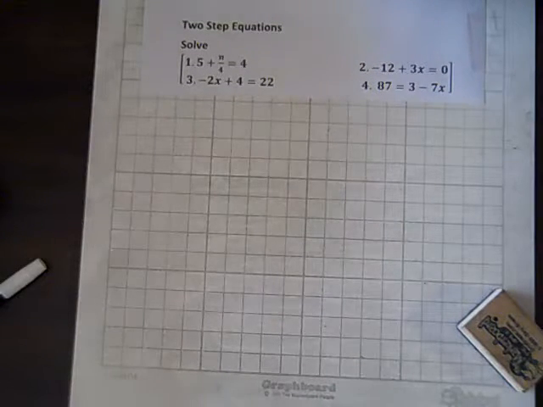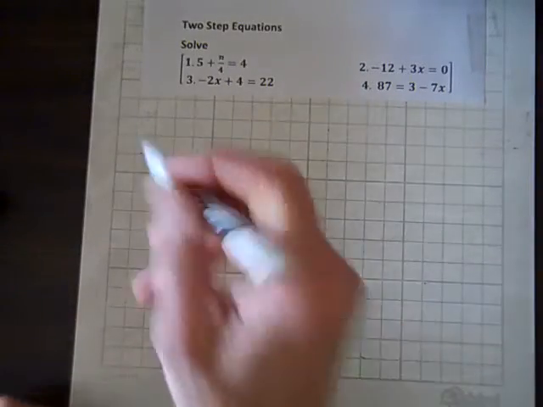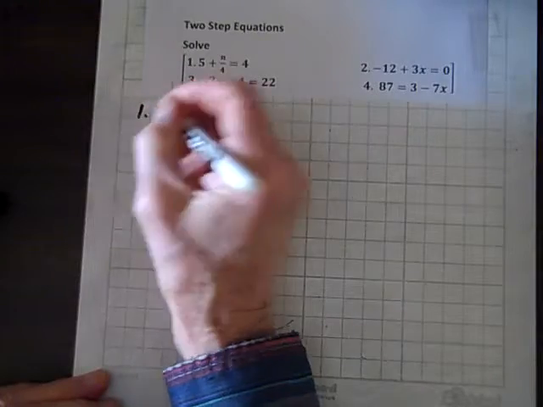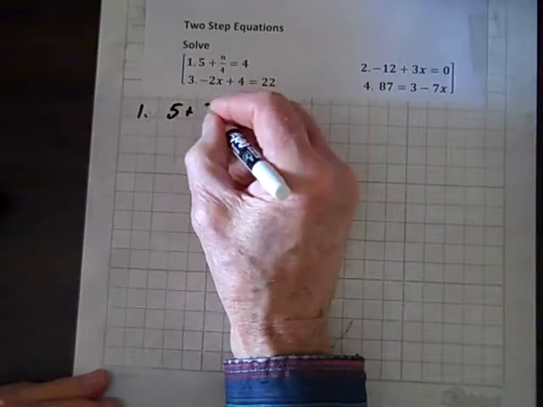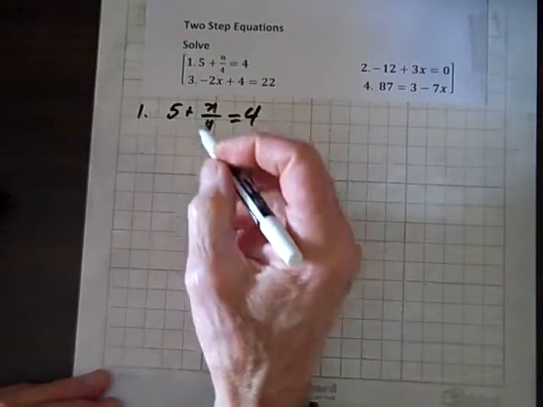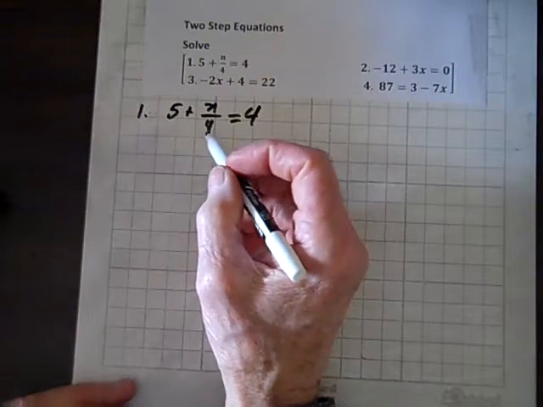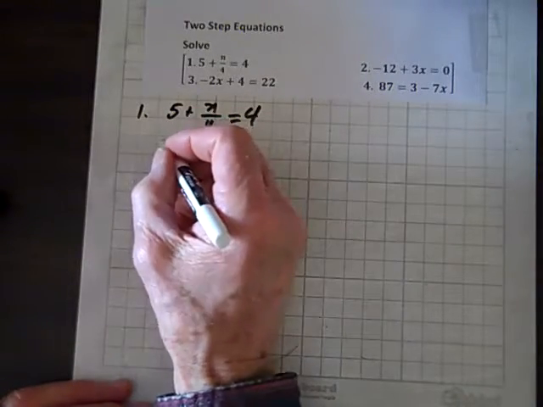Well, now we have 4 two-step equations to solve. So let's start with number 1. And we have 5 plus n over 4 equals 4. And now, always we want to isolate the term with the variable in it, then isolate the variable.